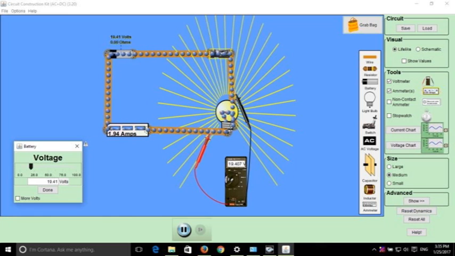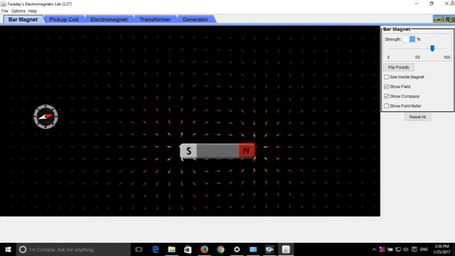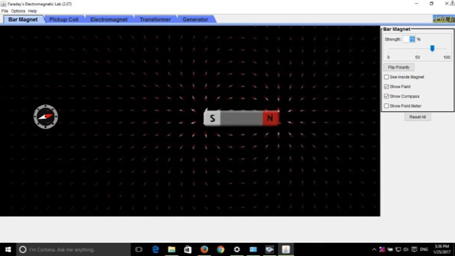Courtesy, this simulation is taken from Colorado University. Children, now we are going to discuss a few important ideas of electromagnetism. As you are all aware, when you have a magnet here, you can find the magnetic field around it.